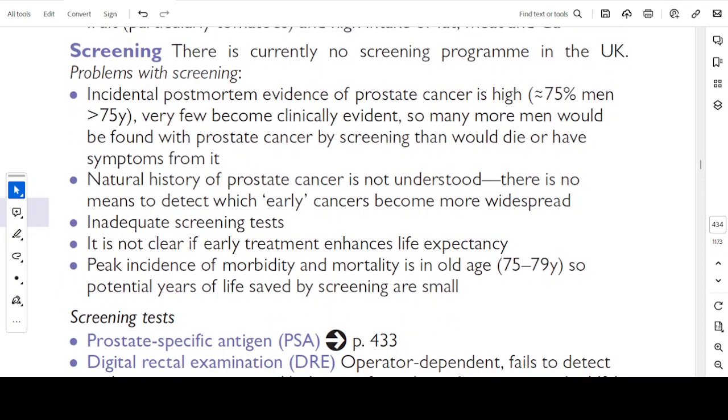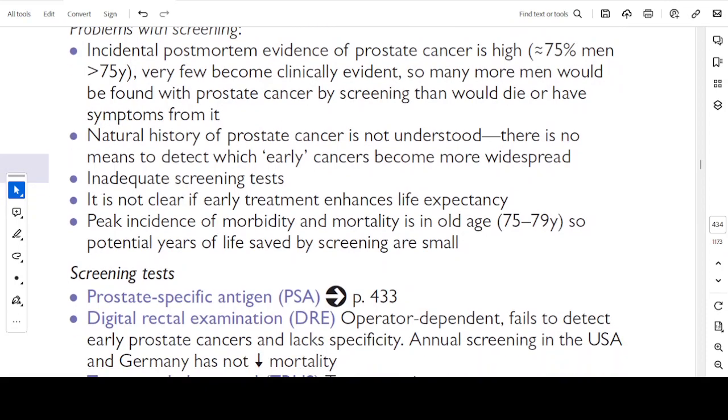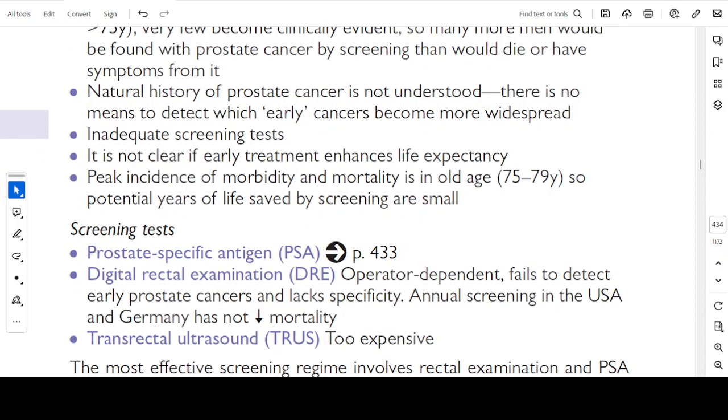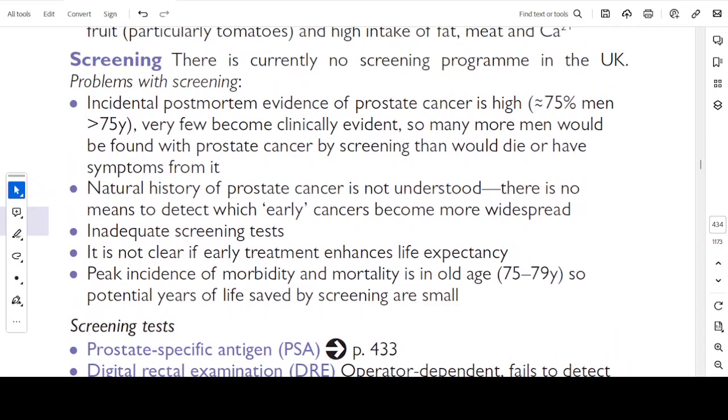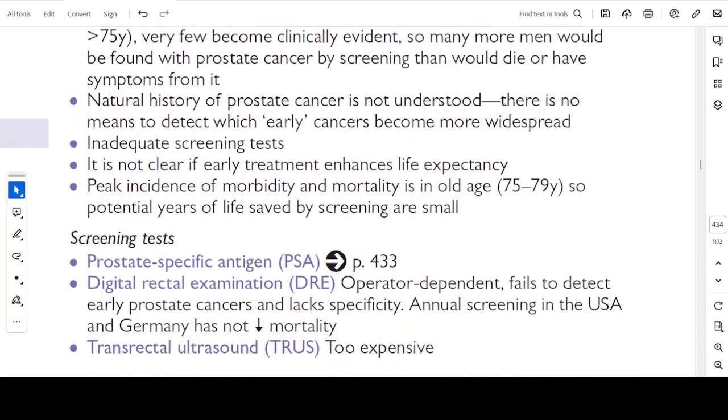Problems with screening: incidental postmortem evidence of prostate cancer is high, 75% in men more than 75 years. Very few become clinically evident. So many more men would be found with prostate cancer by screening than would die or have symptoms from it. Natural history of prostate cancer is not understood. There is no means to detect which early cancers become more widespread. Inadequate screening tests. It is not clear if early treatment enhances life expectancy. Peak incidence of morbidity and mortality is in old age, 75 to 79 years. So, potential years of life saved by screening are small. So, screening is not advised here.